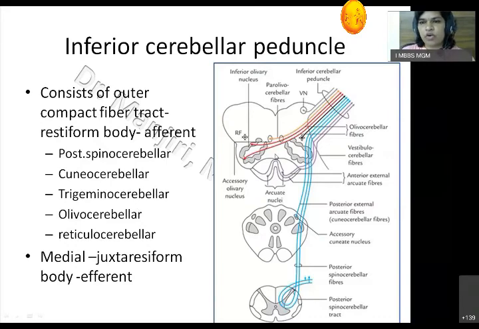Olivocerebellar from inferior olivary nucleus to the opposite inferior cerebellar peduncle. And from reticular formation, reticulocerebellar. Then the medial part is efferent part called as a juxta-restiform body. So it consists of different tracts. So again, this part will be dealt in more detail in cerebellum.